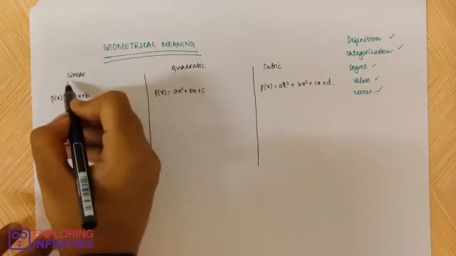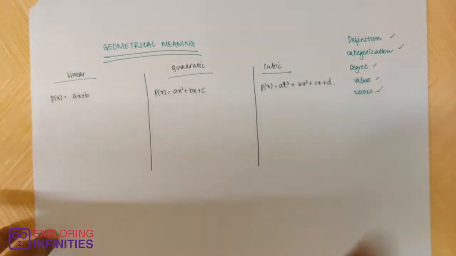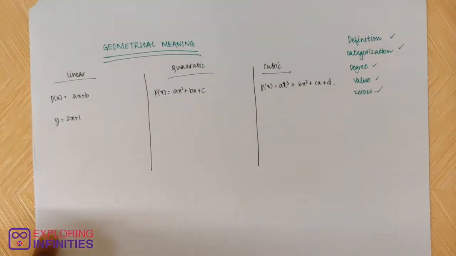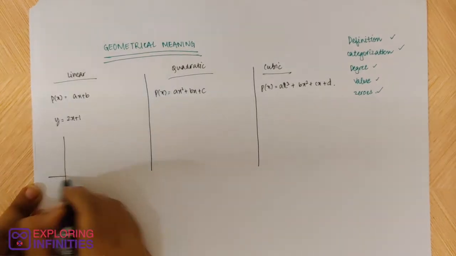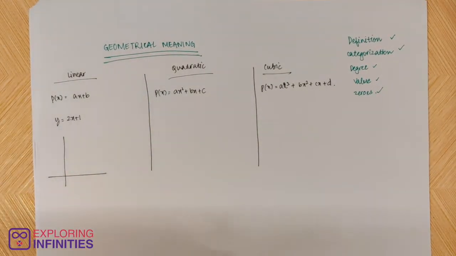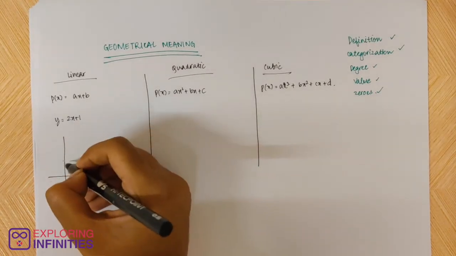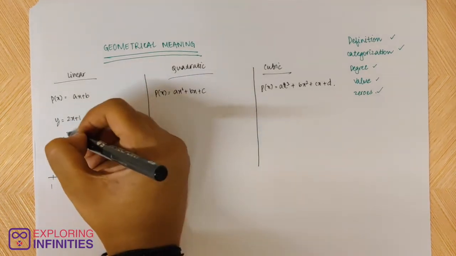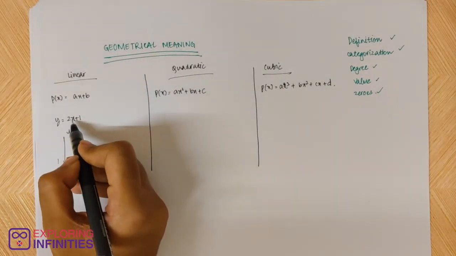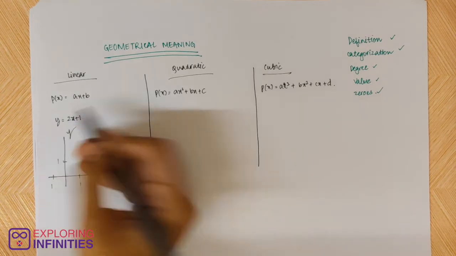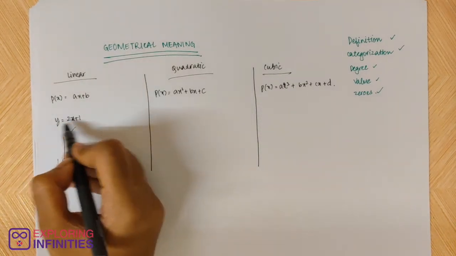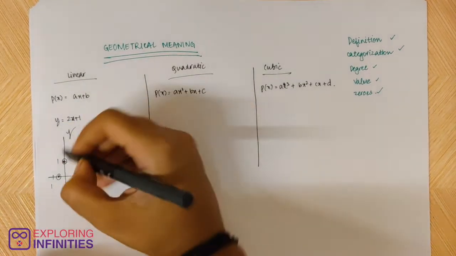Okay, so y is equal to 2x plus 1, right? So this is a linear equation, we already know that. So let's put it in a graph. So in a graph, when you want to put it, let's just say this is 1, this is 1, this is 1, this is x-axis, this is y-axis, right? So when x is equal to 0, y is 1. So this is one point. And when y is 0, x is minus 1 by 2. So this is another point.